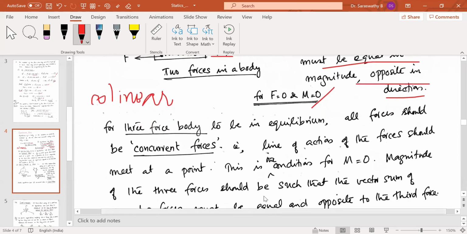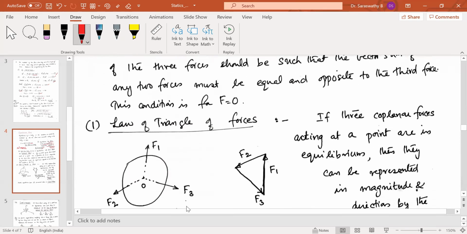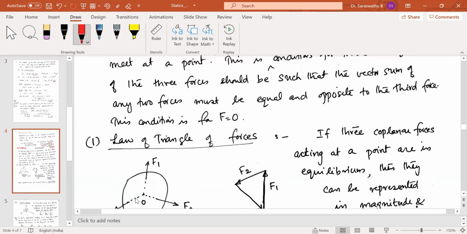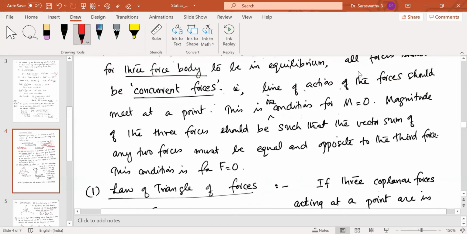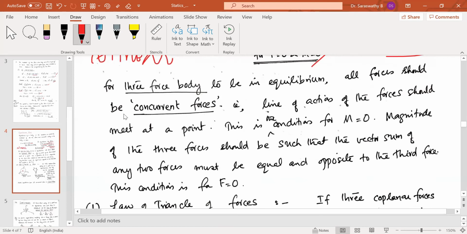Suppose a body is subjected to three forces like this. In case a body is subjected to three forces, F1, F2, F3, in order that it should be in equilibrium, for no moment, all the forces should be acting through the same point. That is one condition. All the forces should be concurrent. Concurrent means they are acting through the same point. The lines of action of the forces should meet at a point. This is the condition for the moment to be 0.